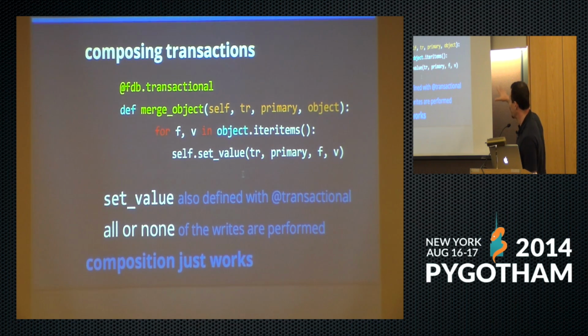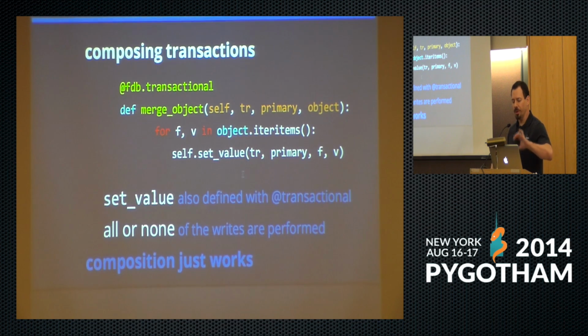So here's an example that I'll talk a little bit more about in subsequent slides, but imagine an object store where you're reading and writing object data, and this is a merge object function where you're going to take a bunch of fields and values and merge them into an existing object, and inside it's going to call set value. Set value is some other transactional function that you've defined also using the decorator. I just haven't shown you the definition here.